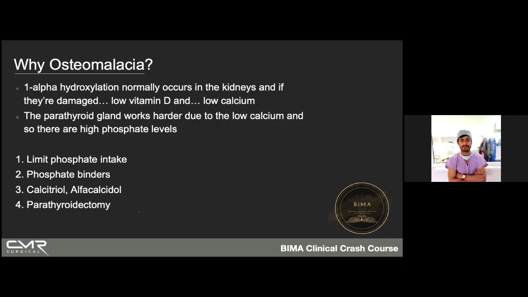Third line would be vitamin D substitutes, or artificial ways of supplementing vitamin D. So you have calcitriol, alfacalcidol as well. And in some cases, parathyroidectomy can also help as well. This is the osteomalacia.